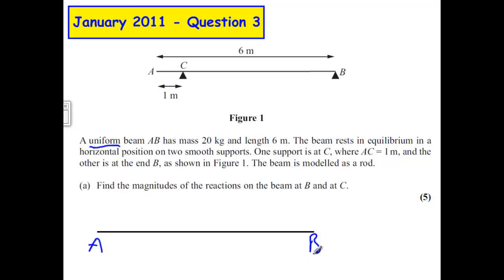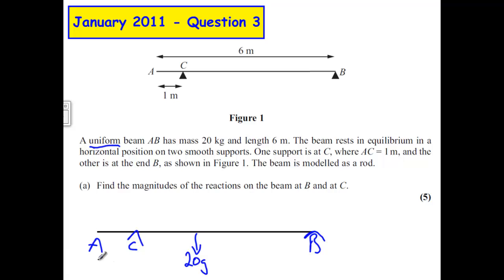and because this is a uniform beam, the mass of 20 kilograms, which would be a force of 20 times G, will act in the middle of the beam. So that's 3 meters from A and 3 meters from B. Now the beam rests in equilibrium in a horizontal position on two smooth supports. One is at C and one is at B.